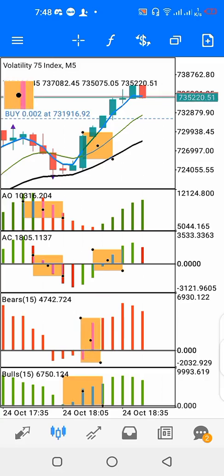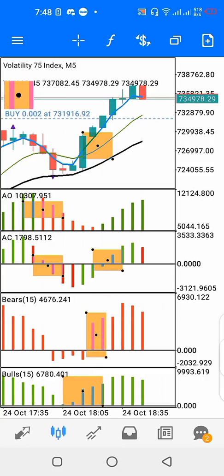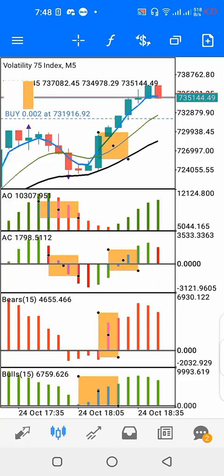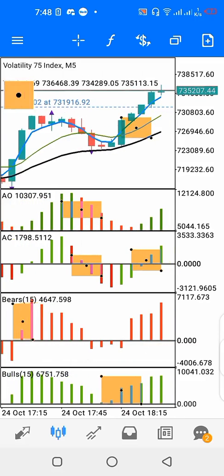Now for BS power, which is indicator window 3, when buying, the BS power indicator bar will form above the zero level.